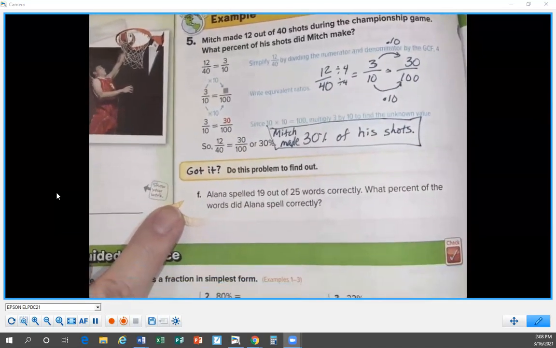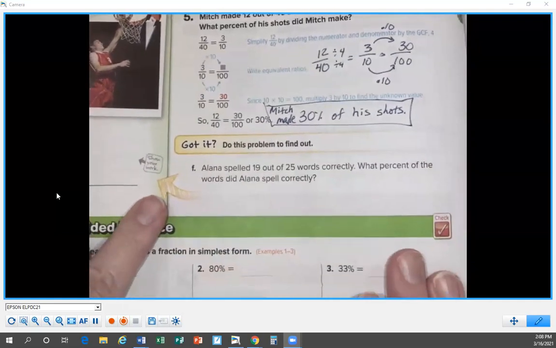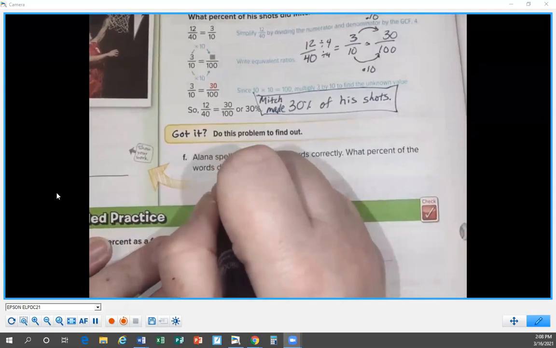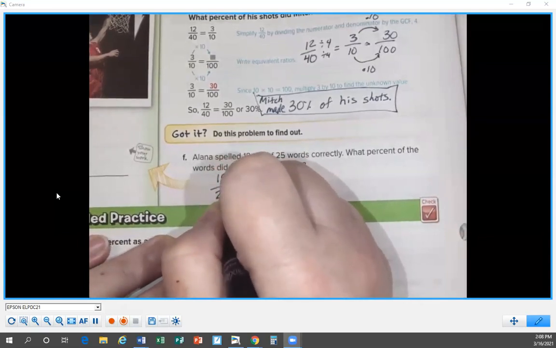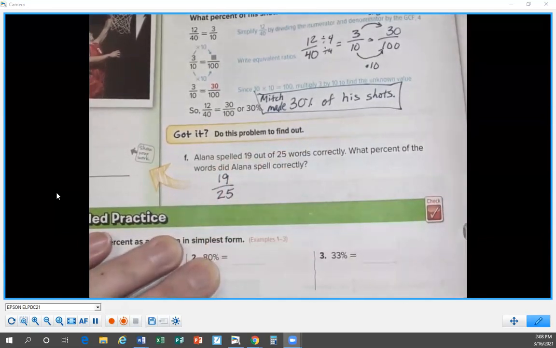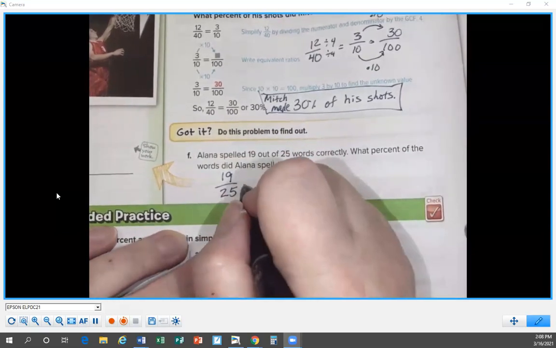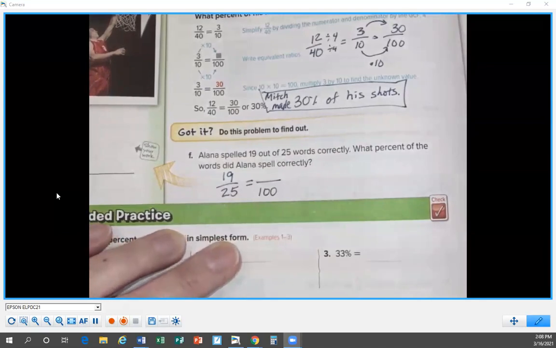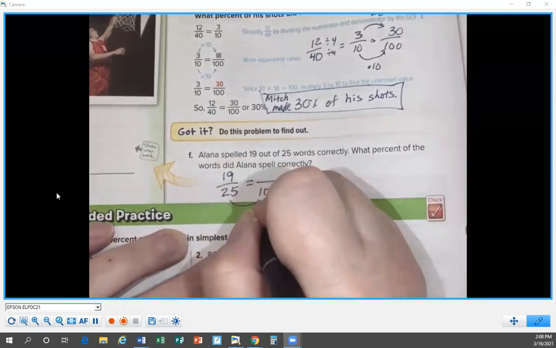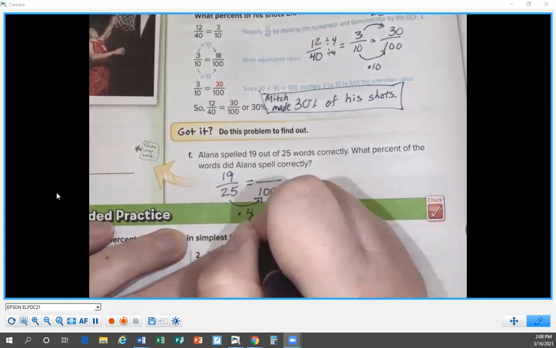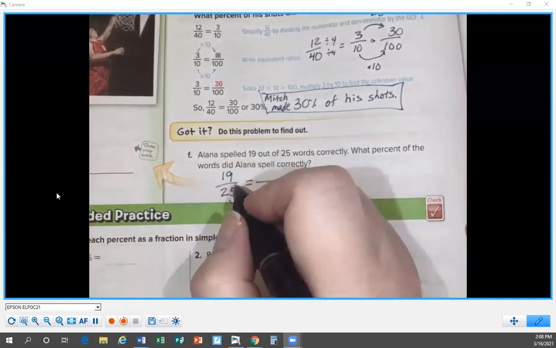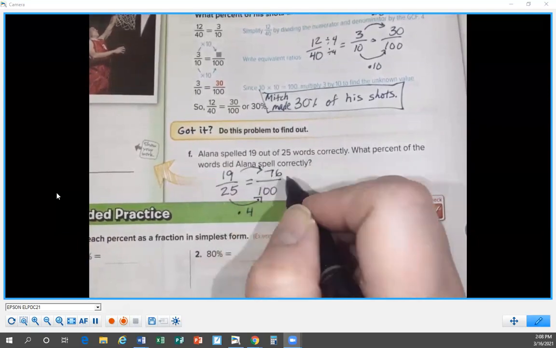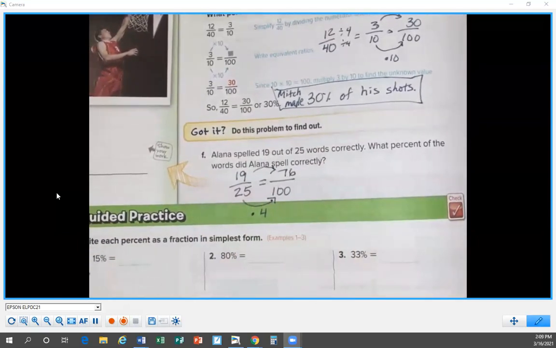Okay, Got It F. Alana spelled 19 out of 25 words correctly. So 19 out of 25 words correctly. What percent did she spell correctly? So remember, percent means per 100. So we want to make our denominator 100. Do 25 times what to get to 100? 4. So what do we need to do to our 19? We need to multiply by 4, and that's going to give us 76. So she made 76%.